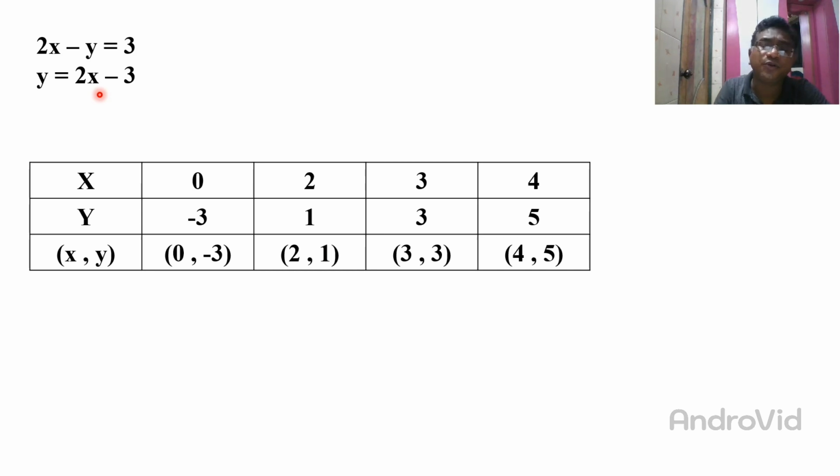Do you understand how we get x? Because the x value is 4, put x value 4 here. 2 4s are 8. 8 minus 3, what remains? 5. So here is 5, and here we write 4 and 5.